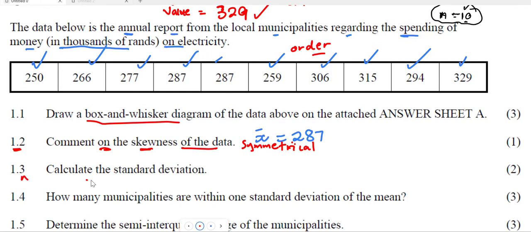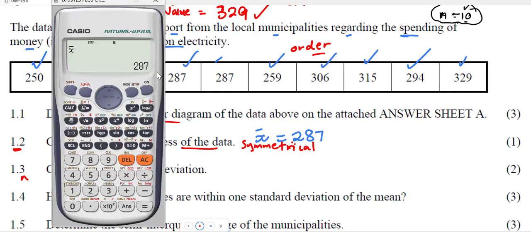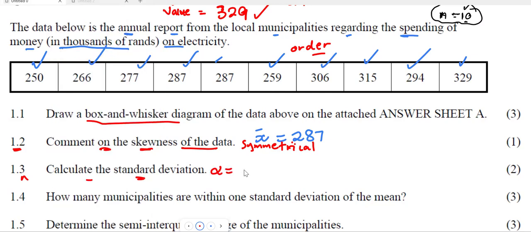Then 1.3, calculate the standard deviation. Already you have inserted your information on your calculator. So just cancel here, go to SHIFT, number 1, then number 4, then number 3 for the standard deviation, which is equal to. So already the standard deviation is there. We can even round off to 2 decimal places. Let's fix to 2 decimal places: 23.77. So the standard deviation is 23.77.